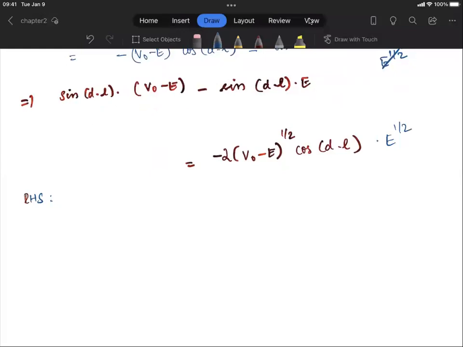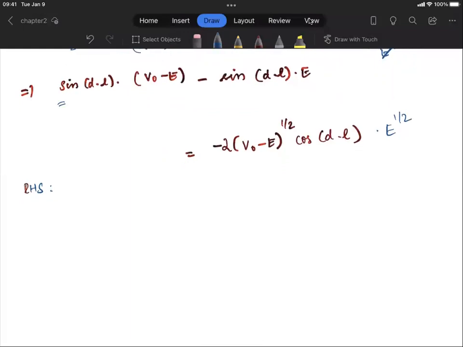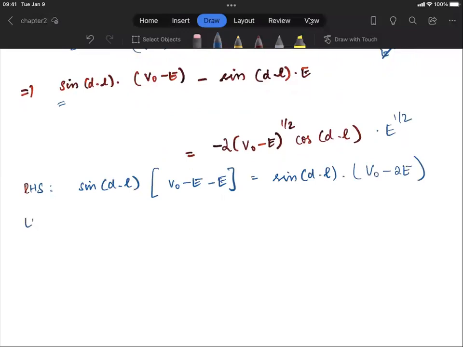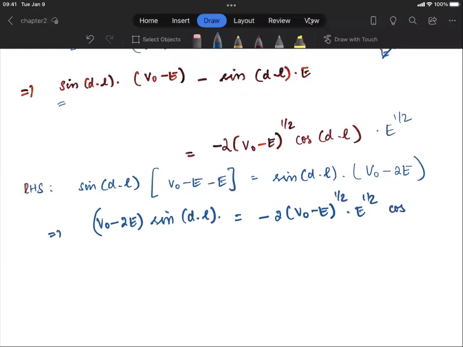this. Now I'm going to work only on the right-hand side of the equation, right? That will give me sine of DL times V0 minus E minus E. So this will be sine of DL times V0 minus 2E, right? And the left-hand side, I don't think we can simplify that anymore. So I'm going to write this to be equal to -2 times this.